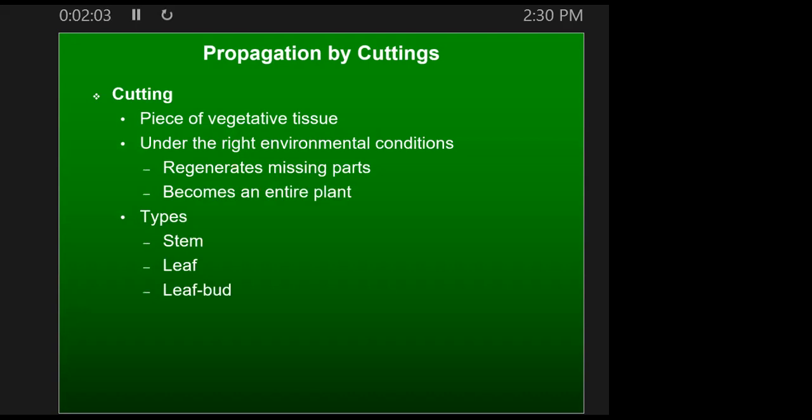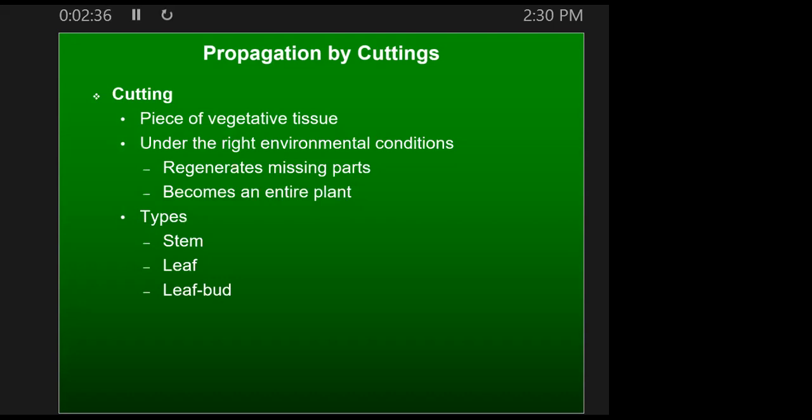Stem is probably the most common, but you could just take leaf tissue, like cut off a leaf and plant it. I've done that with ZZ plants. Actually, I had a student do that for me, and you have to be patient, but now I have ZZ plants growing just from a leaf that was taken from the mother plant and put into soil. I kept the soil moist, and it's been about 9 months now, and I have baby ZZ plants coming up. So you can do just leaves.